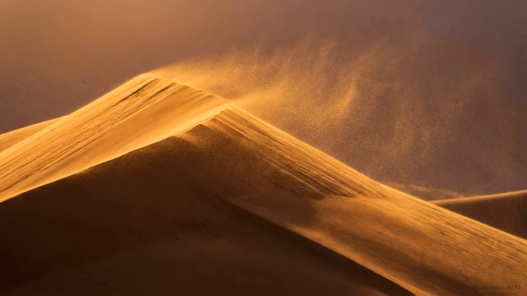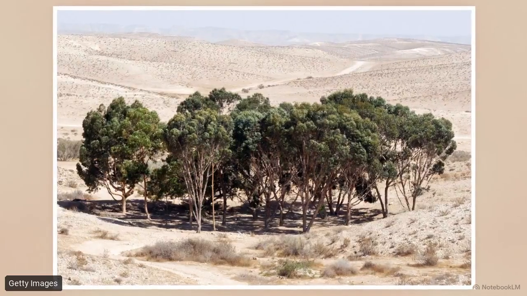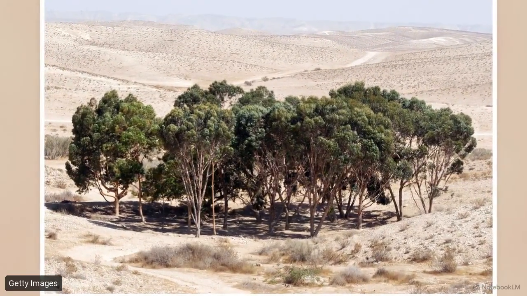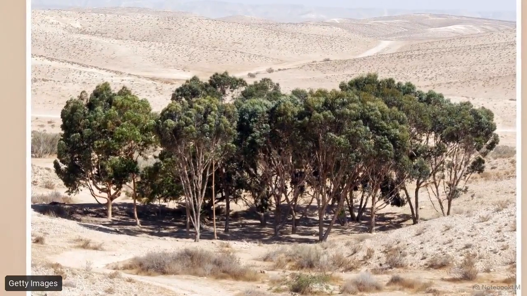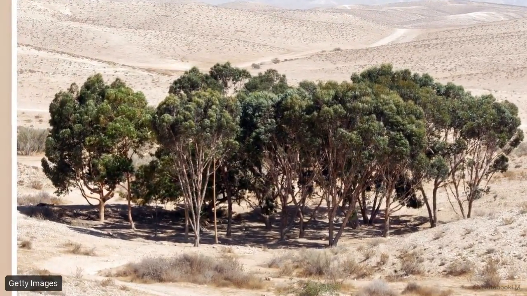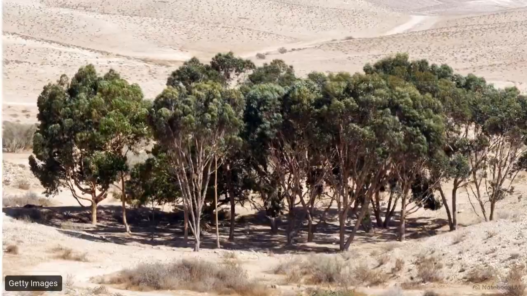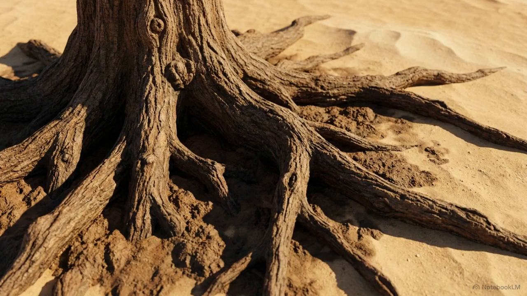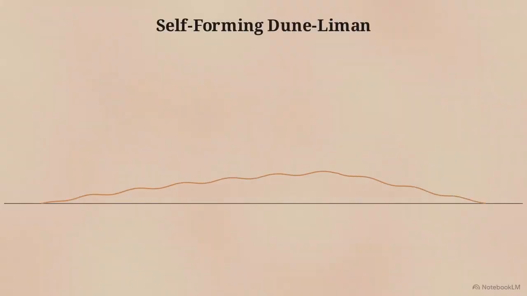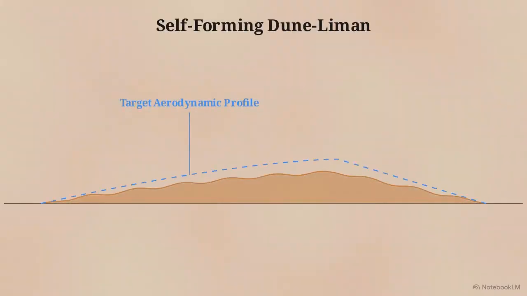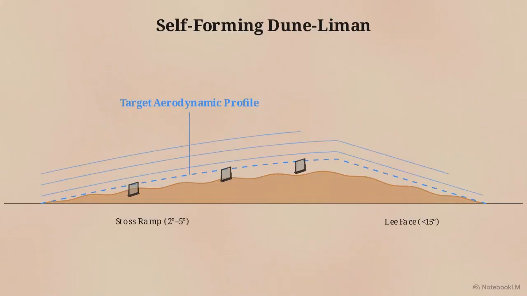The alternative requires infrastructure that treats aeolian transport and flash floods as construction partners. Nature routinely carves out functional moisture traps without any heavy machinery. Specific aerodynamic depressions slow down wind and water, creating localized reservoirs where tall vegetation can actually thrive. Replicating this phenomenon systematically is the basis for a protocol known as the self-forming Dune Liman.